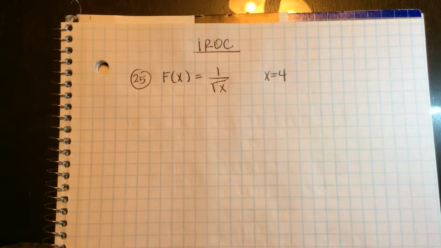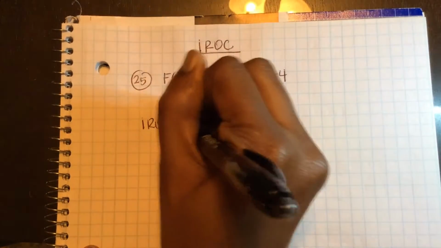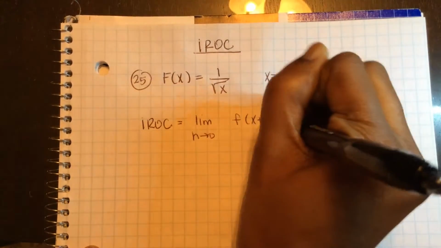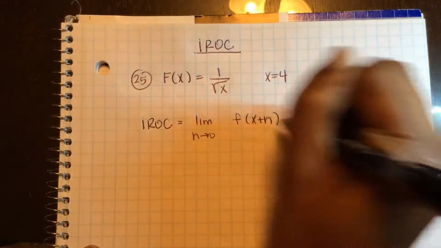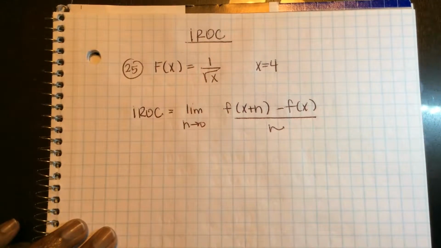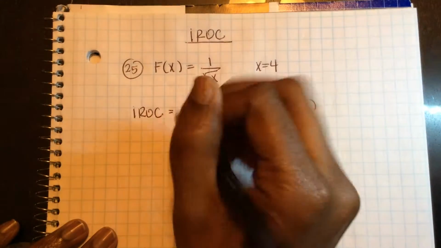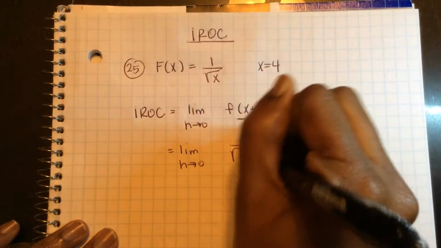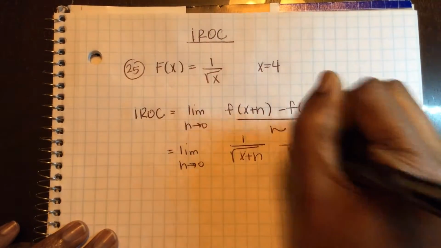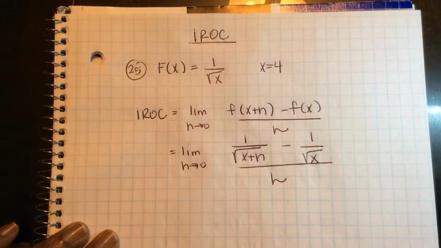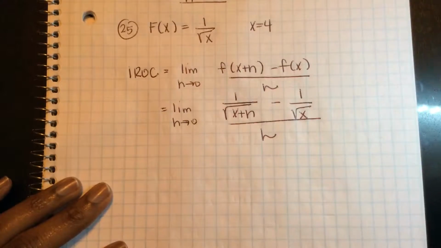Hey guys, here's another example of the instantaneous rate of change. So remember, ROC is the limit as h approaches 0 of f of x plus h minus f of x all over h. So first we know that f of x plus h is 1 over square root x plus h, minus f of x, which is 1 over square root x, all over h, but they want x to equal 4.